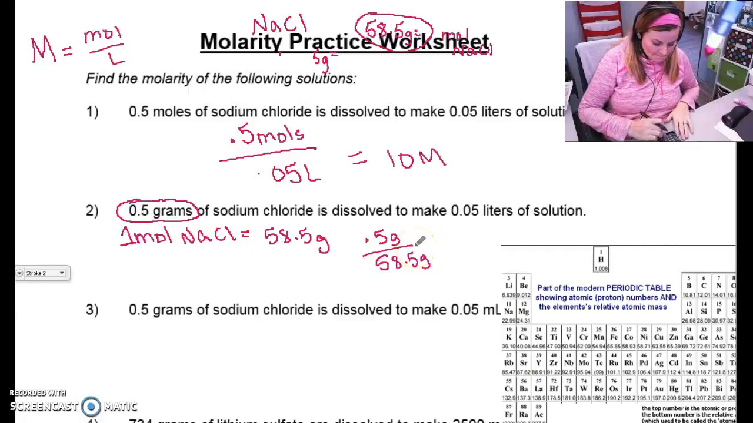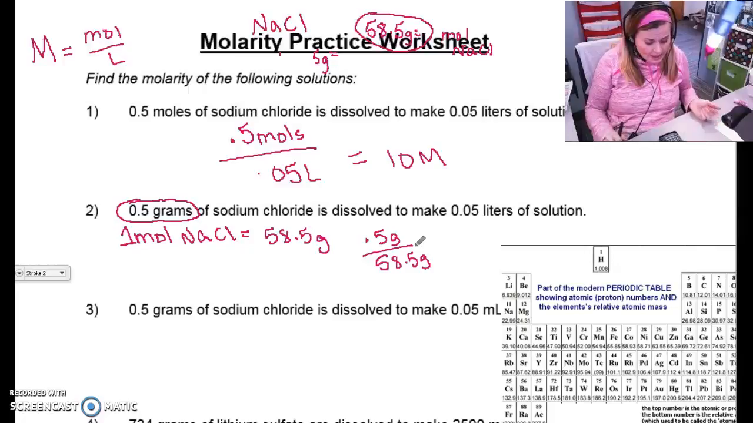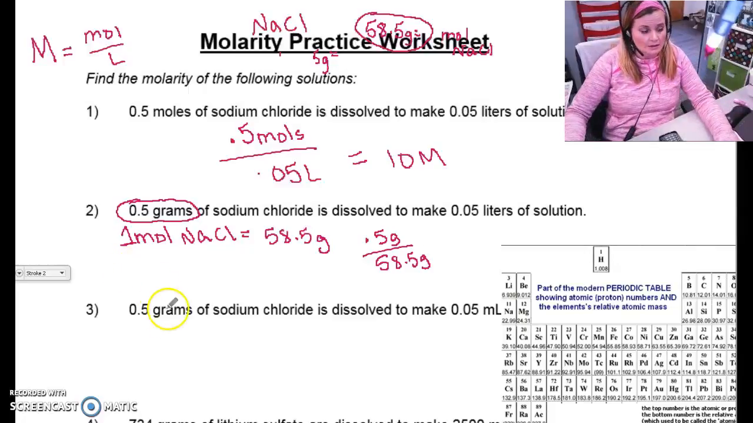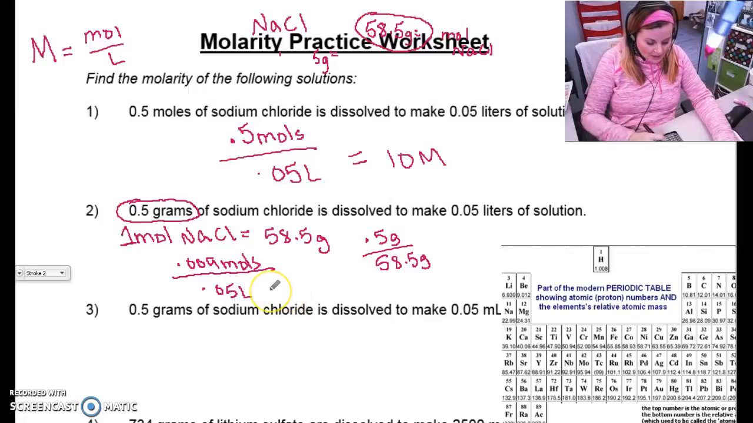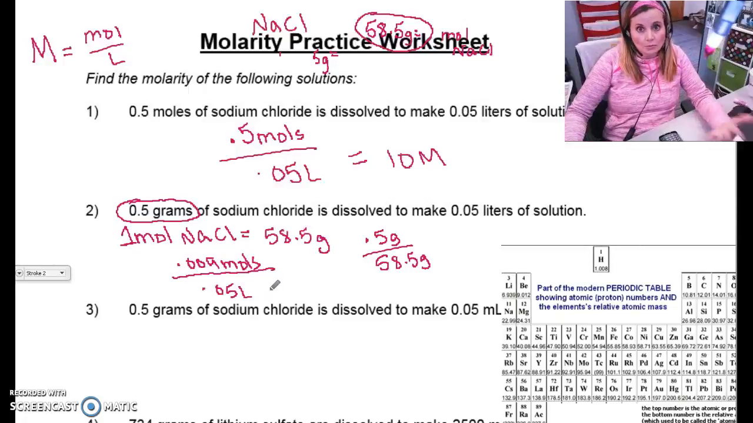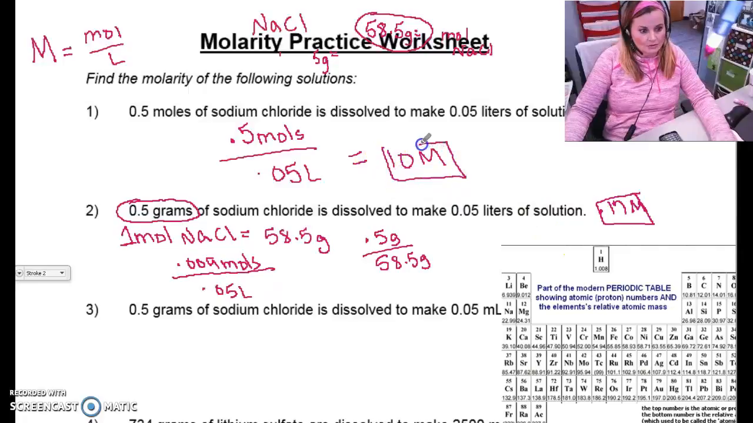Okay? So it's really small. It's basically 0.009 moles. And we have that in a pretty small amount, 0.05 liters. So if we divide those two, I get a molarity for the solution of 0.17. So that's my molarity of that second solution.